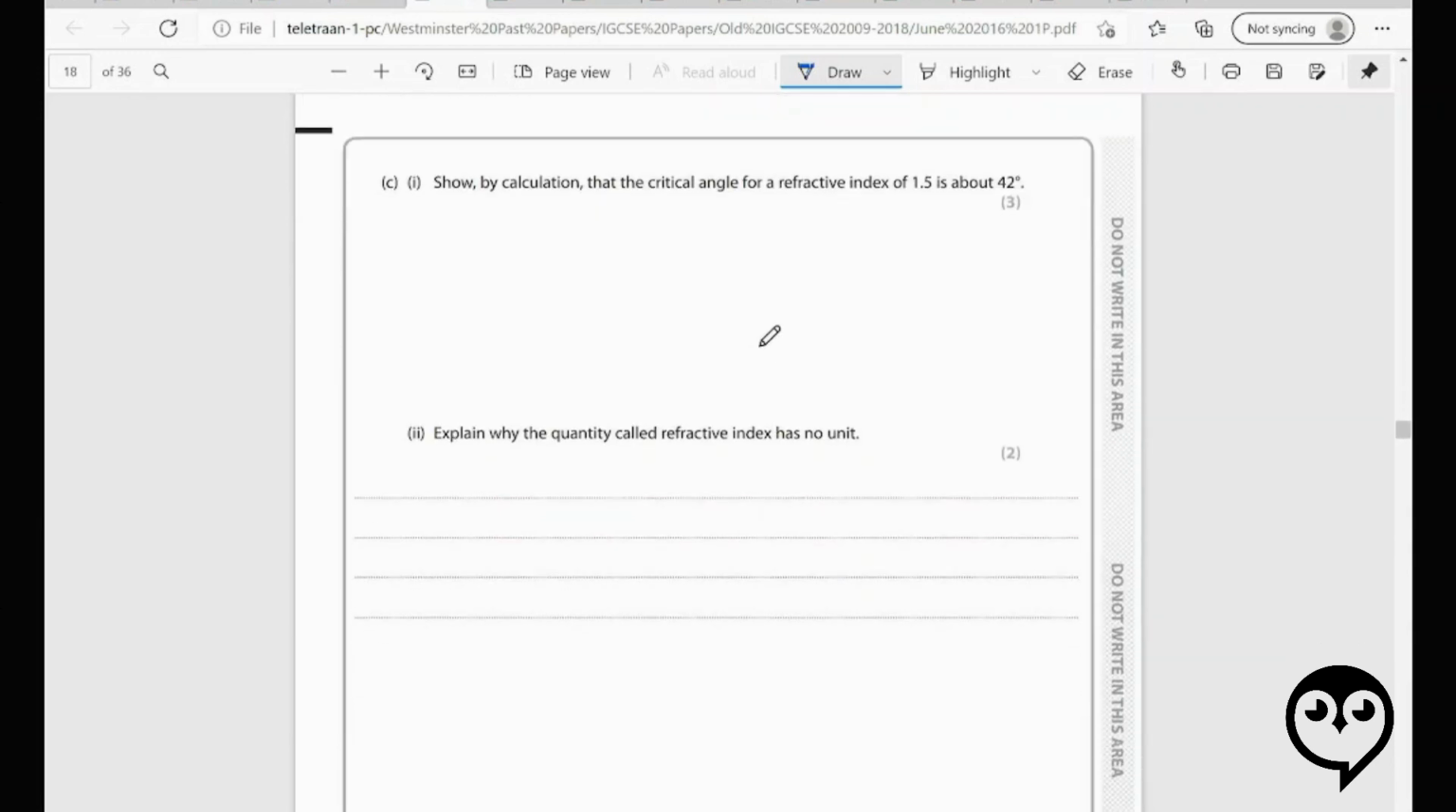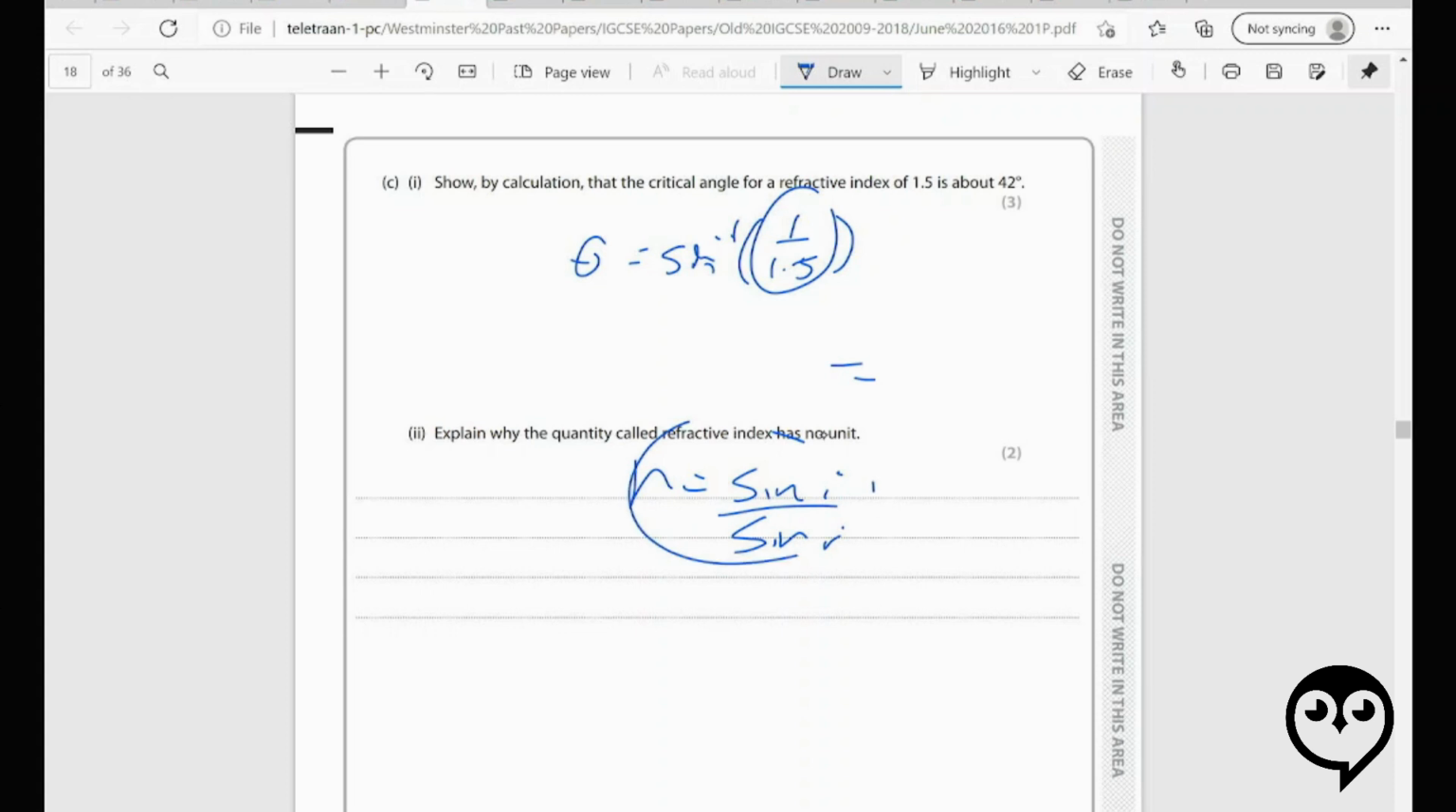Show by calculation that the critical angle for the refractive index of 1.5. Yeah, okay. Well, so inverse sine of 1 over 1.5, and I think that's fairly straightforward. Explain why the quantity called refractive index has no unit. Well, it's actually a ratio. It's a ratio of the sines of these angles, and sines of angles have no units, and so it's unitless.